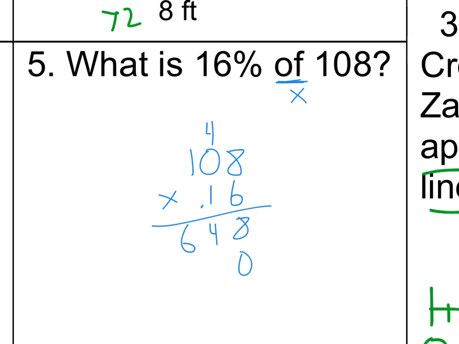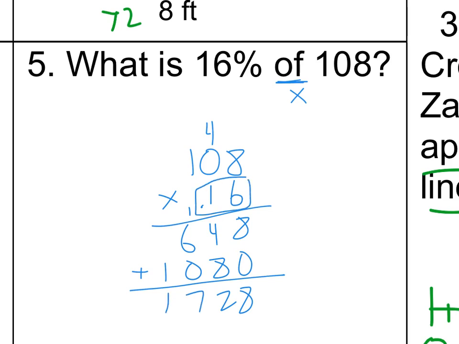We drop our 0. Remember, we're thinking of this as simply 108 times 16, and then at the end we'll add our 2 decimal place values. 2 and a 1, 7 and a 1. And so again, 2 decimal place values in 0.16 and 16%, none in 108. So I need 2 here, and my answer would be 17 and 28 hundredths is 16% of 108.